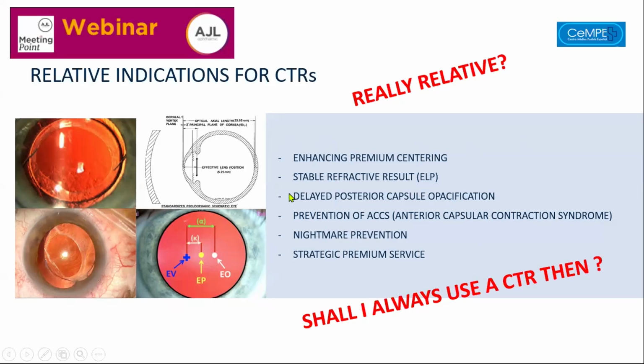Then, to have a stable refractive result. ELP means effective lens position. When you implant an intraocular lens inside the capsular bag, you assume the lens is going to stay exactly at the equator of the capsular bag.